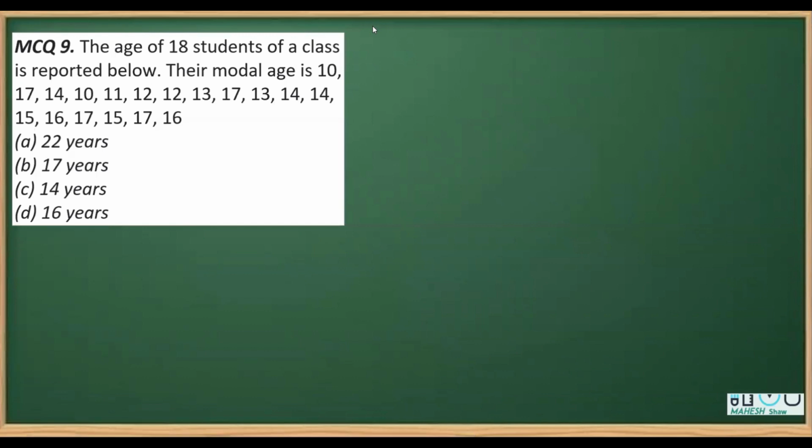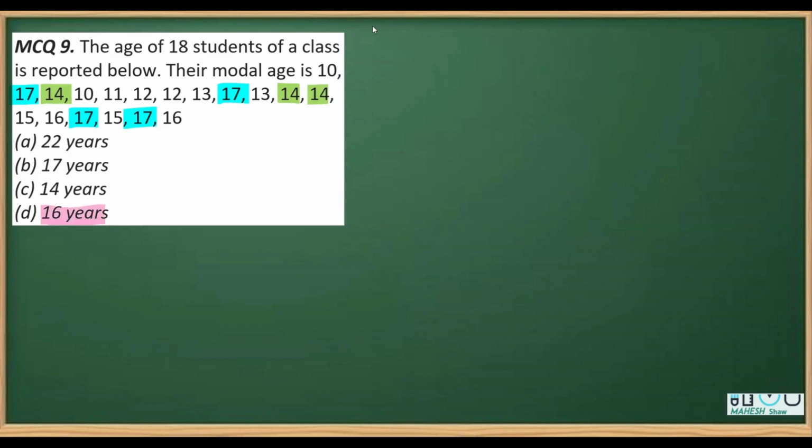How many times is 17? What is the frequency of 17? 1, 2, 3, 4. Have I missed any? I haven't. Then the other option is 14. Let's check for 14 as well. This is 1, 2, 3. Right. So it is appearing 3 times, so it cannot be the mode because 17 is 4 times.